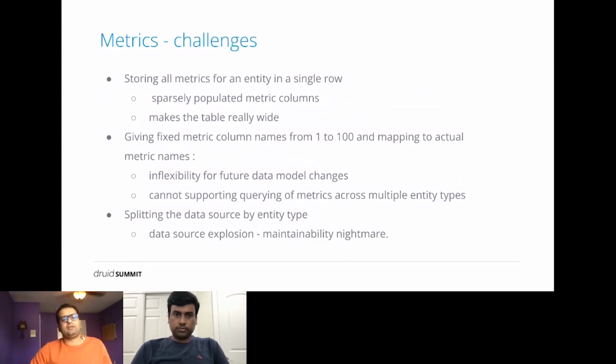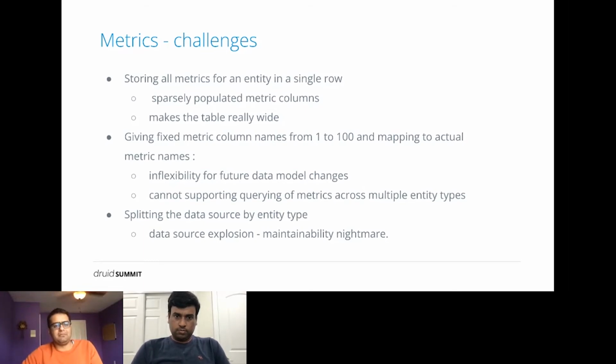So a few approaches that we considered in Druid: how should we store the metrics and dimensions together? By dimensions, we had some fixed set of dimensions like the entity type name, or tenant ID, and then all the attributes. And for the metrics, we had those 5 to 100 metrics per entity type. The first approach we considered was to store all the metrics for an entity type in a single row. But that had some problems.